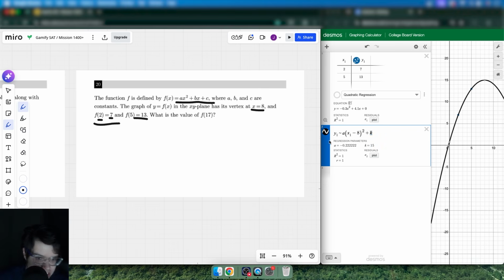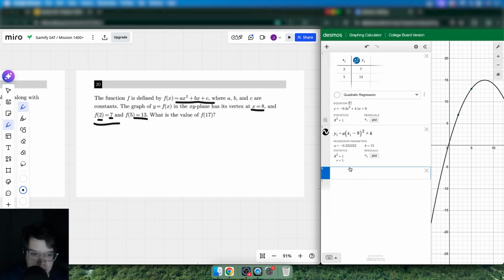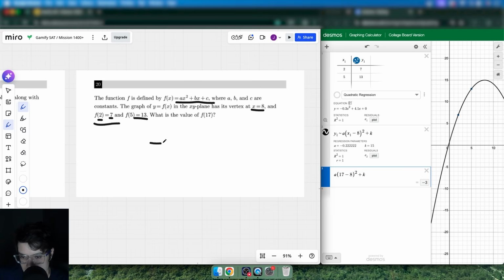Okay, it says f of 17, so I can just go ahead and put this in there. In order to do that, I can just say here a, and then put 17 in there instead of x, minus 8, square that, and then plus k, and we get here negative 3. So negative 3 would be the answer.